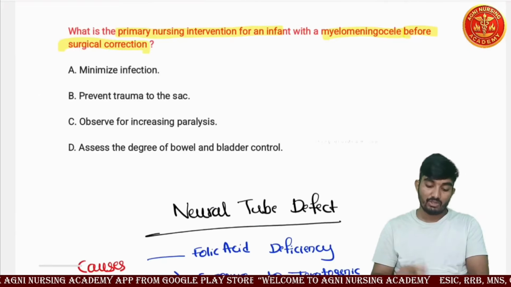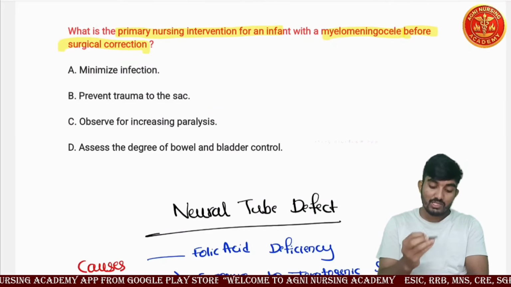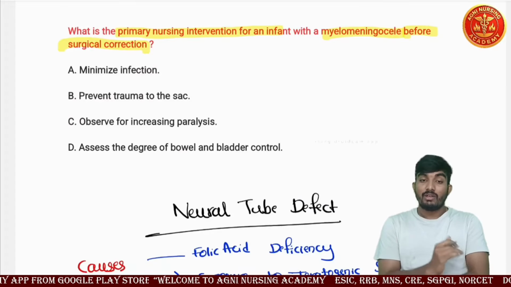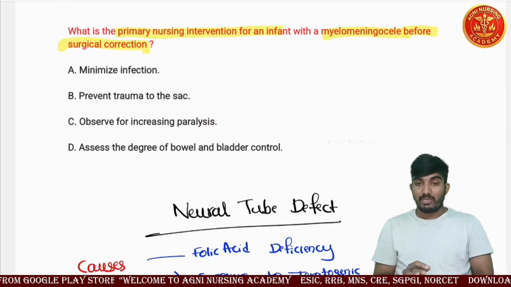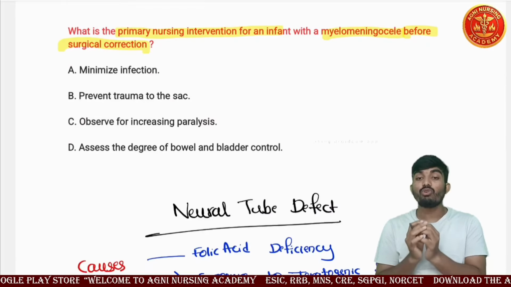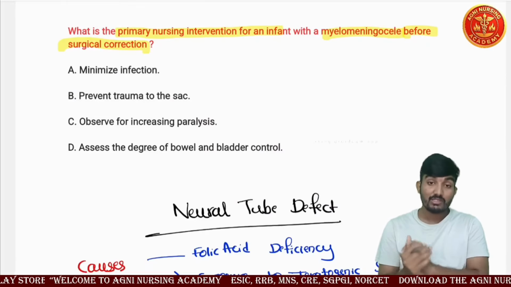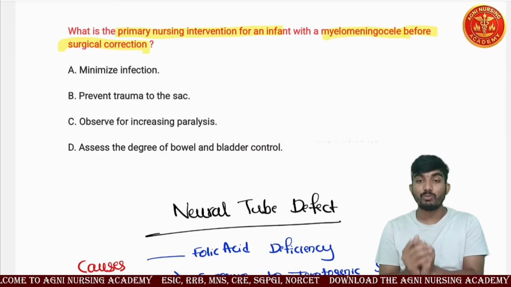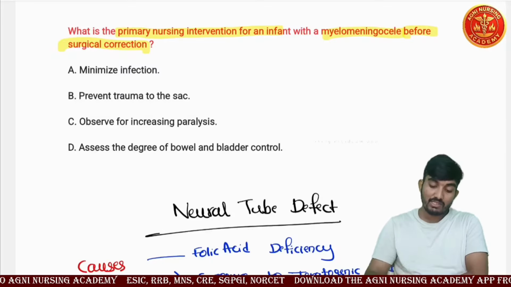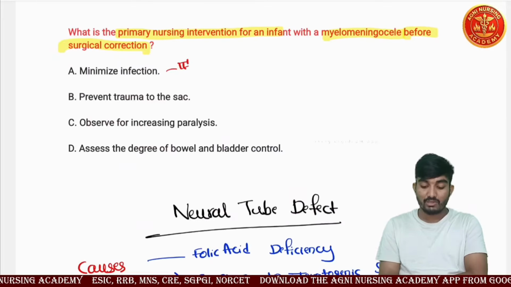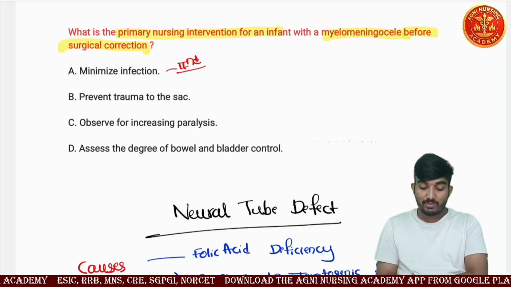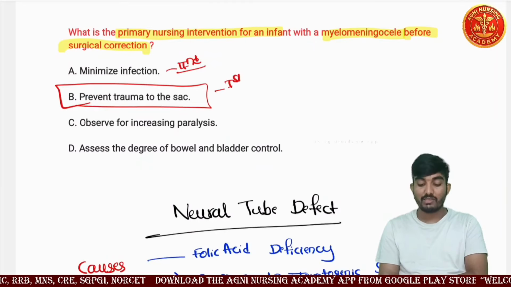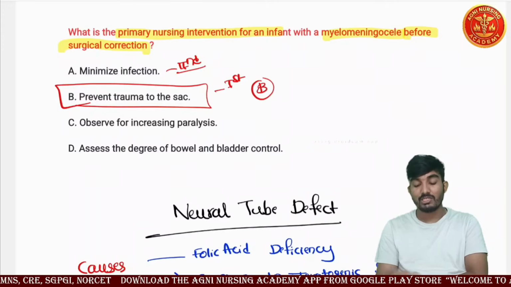Now we will see our questions and options. First option is minimize the infection. It is a priority, but if the sac covered with membrane ruptures, there are more chances of infection. That's why, before minimizing infection, we have to cover the sac and protect it from trauma. That is the second priority. The first priority is to prevent trauma to the sac, so the answer is option B.